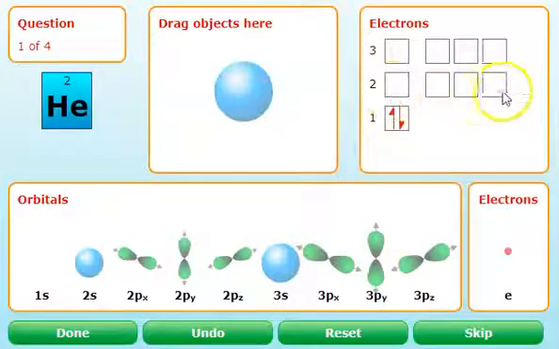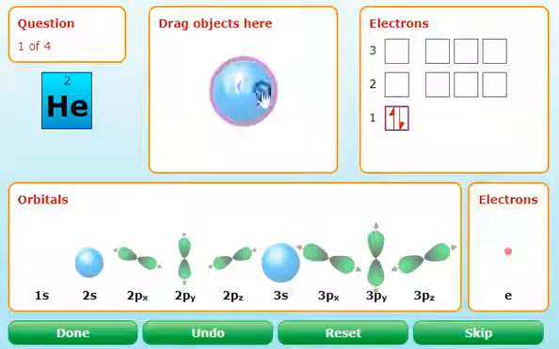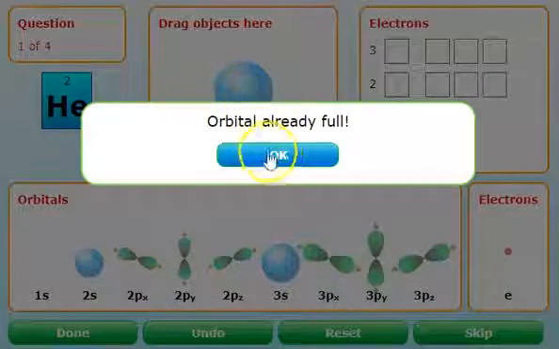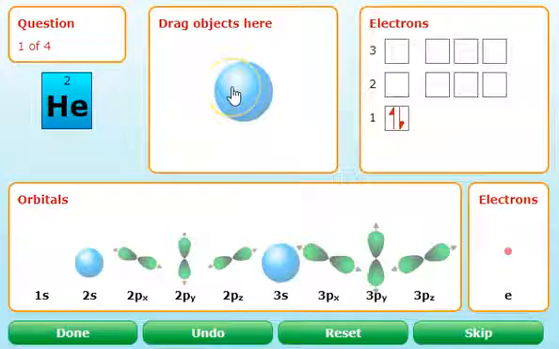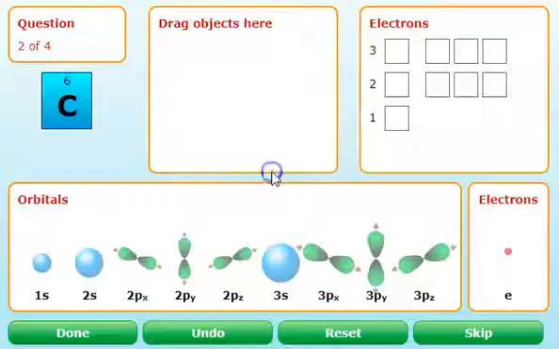So each one of these boxes can only have up to two electrons in it, and if you have two electrons, the arrows have to be going in opposite directions. Let's try to add another electron here. The orbital is already full, we can't do that. Each one of these suborbitals can only fit two electrons. Helium only has two electrons, so we know we're good here. We can hit done. Let's try another one.